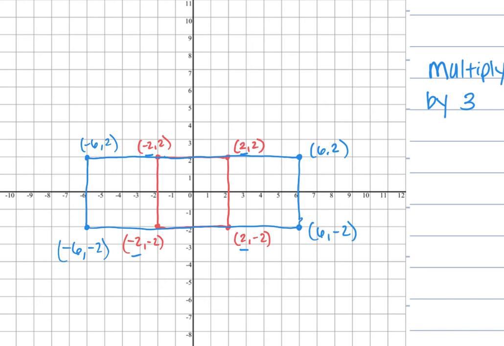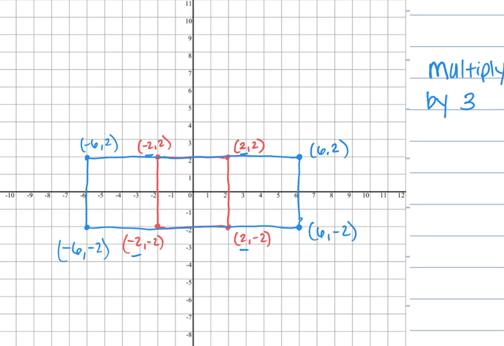Now, if I asked you to describe what happened when you went from the red box to the blue box, how would you describe it to me? Eli? It got wider. How else would you describe it? It's no longer a square. It's what? A rectangle.